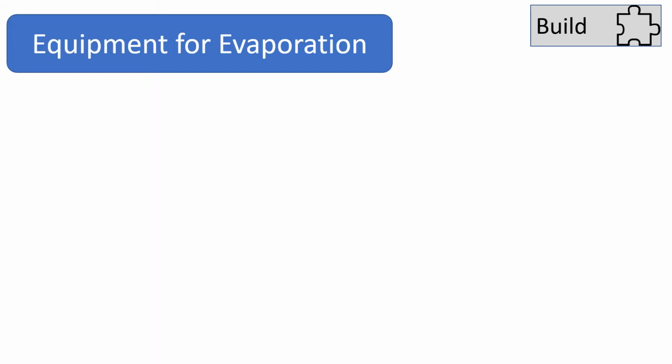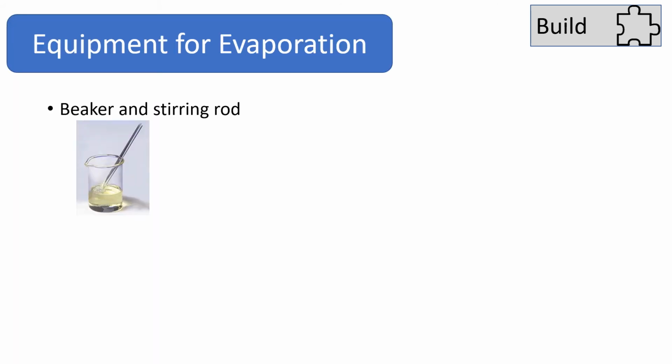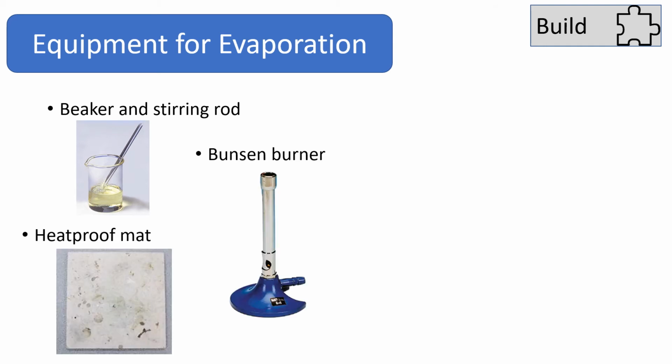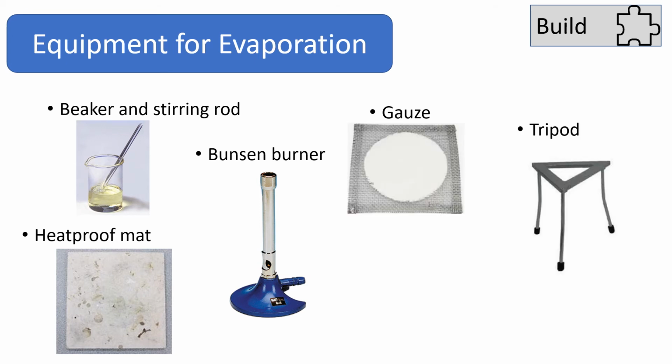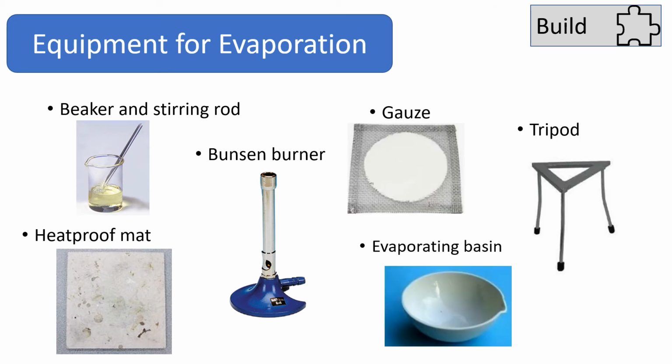Okay, so what kind of equipment might we need? Well, a beaker maybe, or a stirring rod, a heat-proof mat, a Bunsen burner, that's our heat source, wire gauze, a tripod, and an evaporating basin. And we're going to put our solution in the evaporating basin. The liquid is going to evaporate and the solids will not.